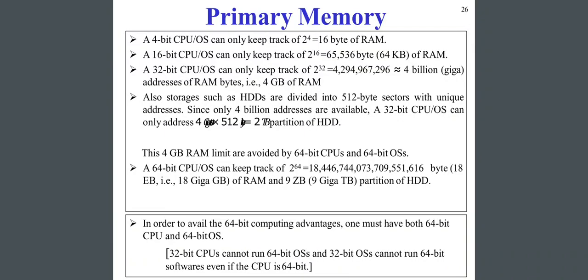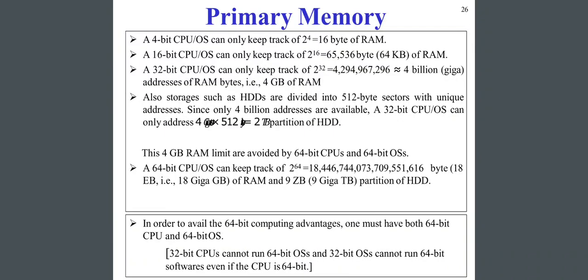A 32-bit CPU or OS can only keep track of 2 to the power 32. That means 4,294,967,296. Huge number, actually 4 billion or giga addresses of RAM bytes. And generally we say this 4 GB of RAM.